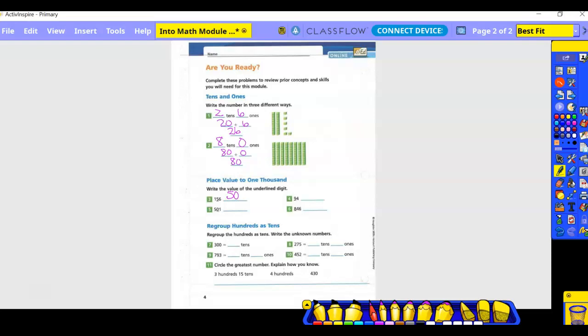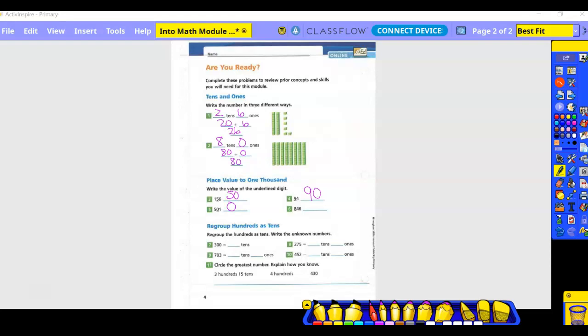Okay. Number 4, they give us a 9. They underline the 9. What place value is that in? It's in the 10 spot. So 9 tens equals what? All right. So 501. So they underline the 0. Does that have any representation? Nope. So it's just a 0.